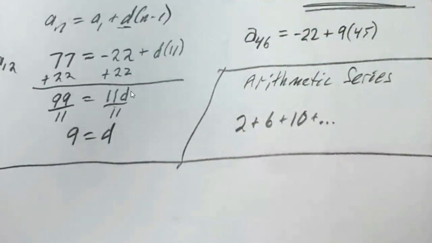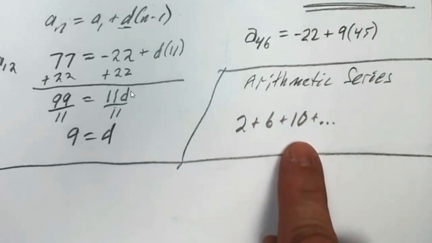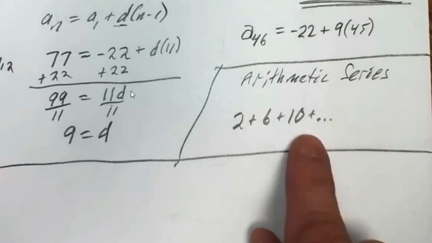Well, that's going to depend. How many are we adding? Are we doing the first 5 terms? Are we doing the first 15 terms? How many terms are we adding? But it'll get big in a hurry because these numbers will get bigger and bigger and bigger that we add on there. So we're going to come up with a formula for that too.